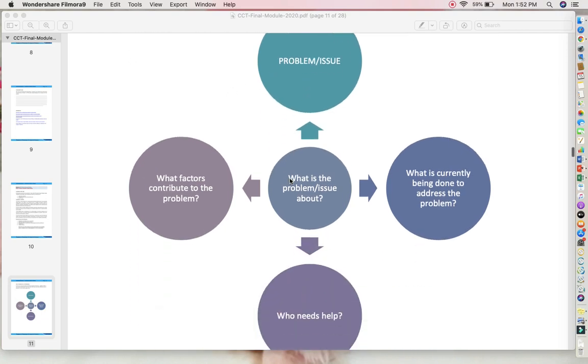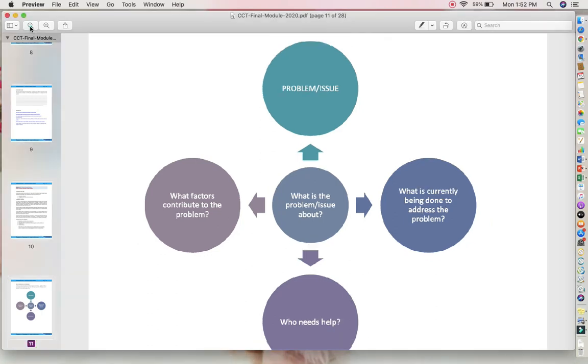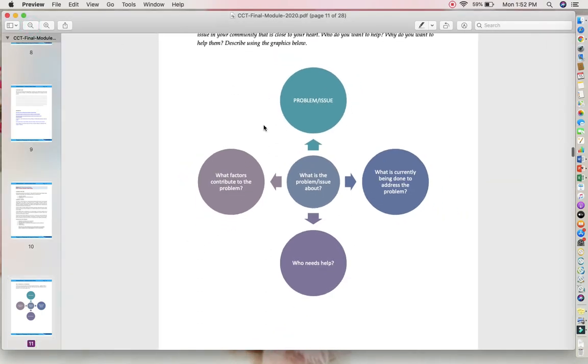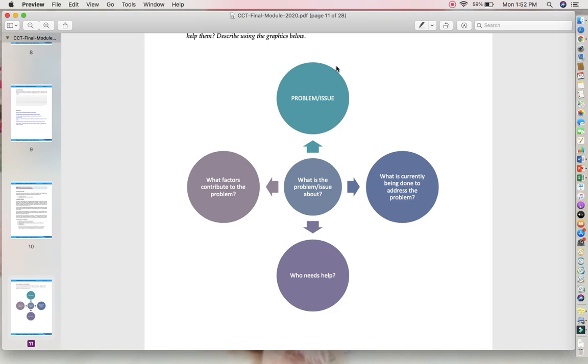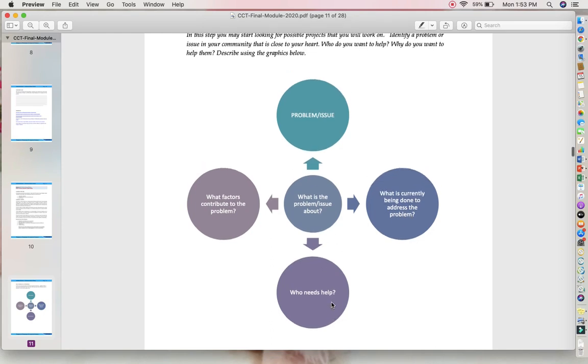Okay? So, we have the problem and issue. What is the problem or the issue about? And what are the factors that contribute to the problem? And what is currently being done to address the problem and who needs help? So you will describe the problem or the issue using these graphics.